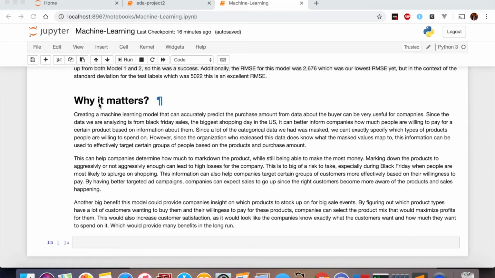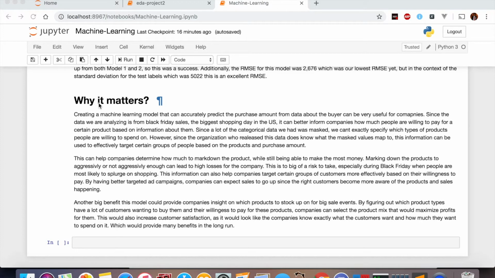Companies can also more effectively target certain groups of customers based on their willingness to pay. Since now we know how much a certain group of people are willing to pay for a product, they can have better targeted ads and can expect sales to go up since the right customers are becoming more aware of their product and sales happening.